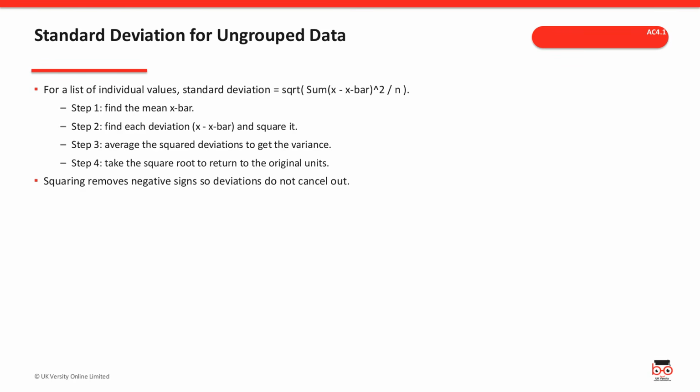The routine is 4 steps. Find the mean x bar, then find each deviation and square it, then average those squared deviations to get the variance, and finally take the square root to get back to the original units. Squaring is the clever bit. It strips out the negative signs, so positive and negative deviations don't simply cancel each other out.